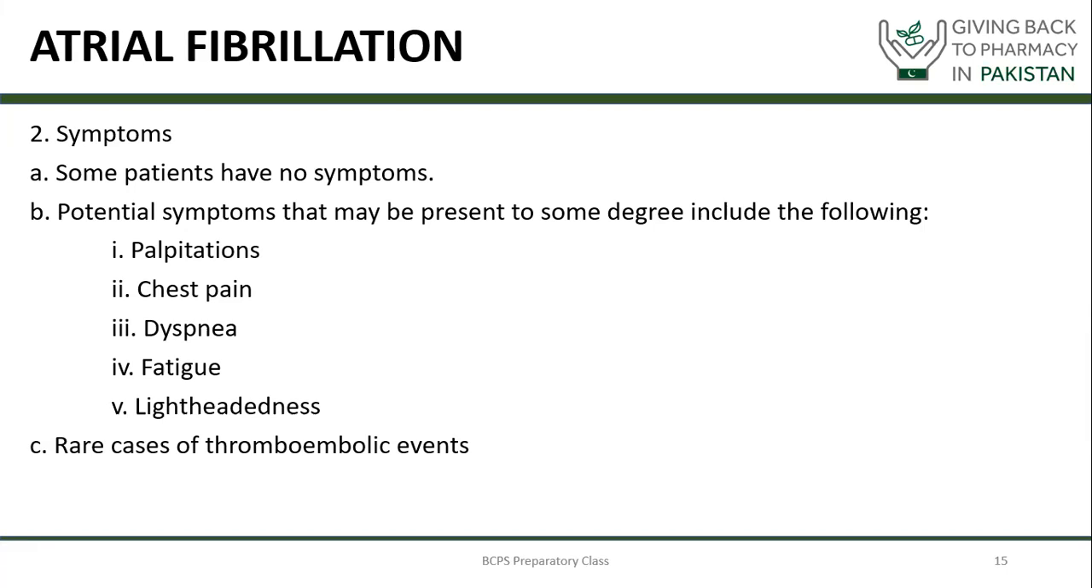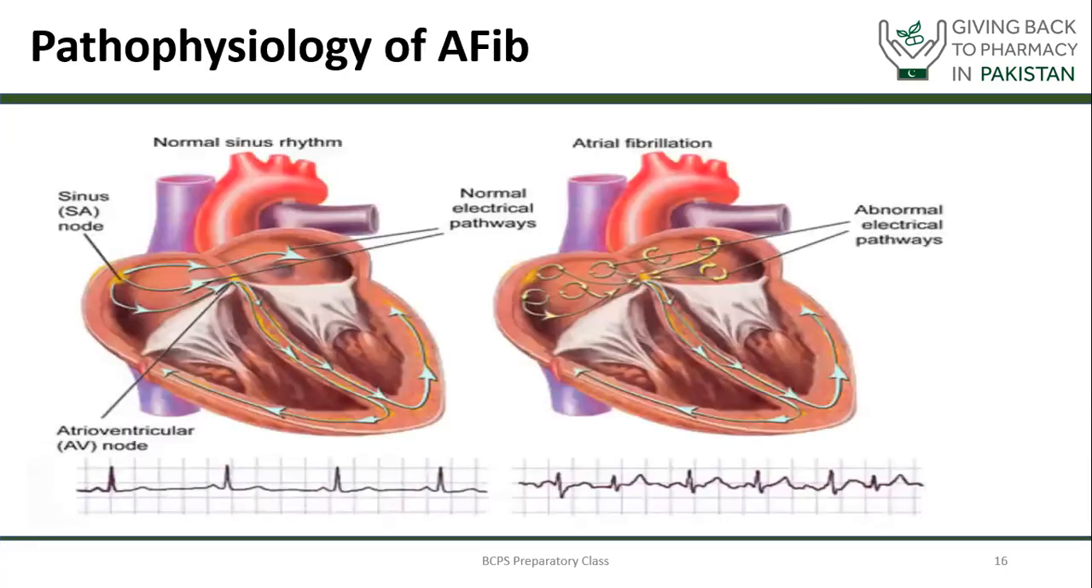So if this embolus, this clot, goes to the brain or goes to the lung, it can cause a PE, it can cause a stroke. So these are rare thromboembolic events. Now, the pathophysiology of fibrillation is this.